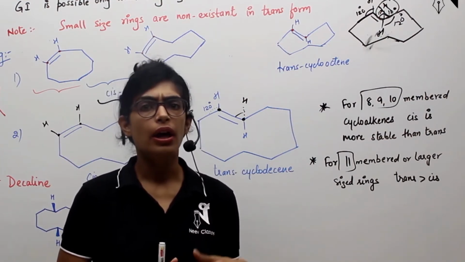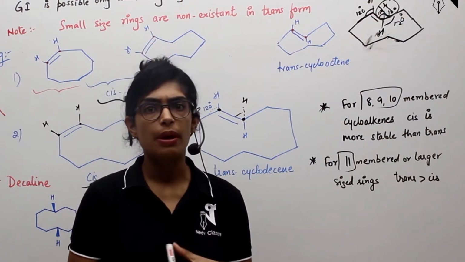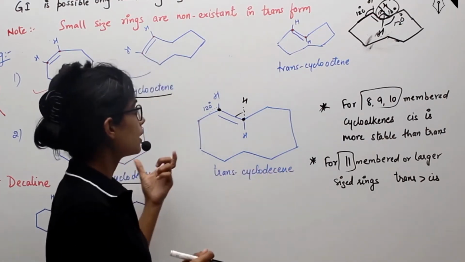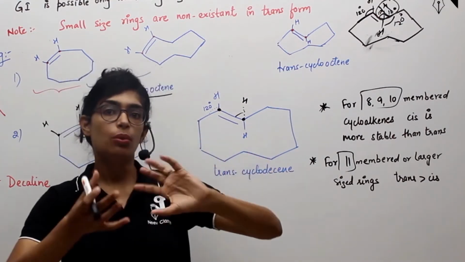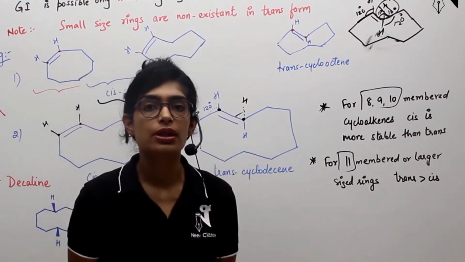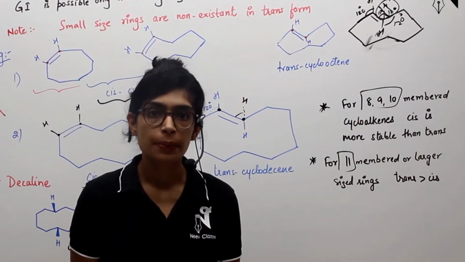Okay, how and why, that we can see only by making the structures. The structures of 11 membered chains and 12 membered chains are not as simple as these. Those are bigger and more twisted kind of structures, where cis tends to face a little more repulsion than the trans.